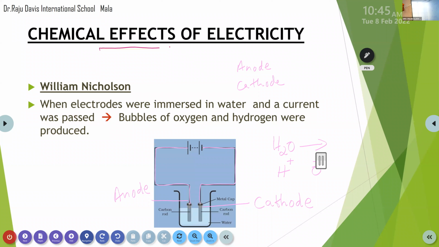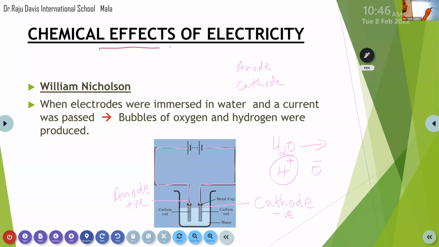This hydrogen moves towards which electrode? What is the charge of hydrogen? Positive charge. So it moves towards which electrode, cathode or anode? Anode.